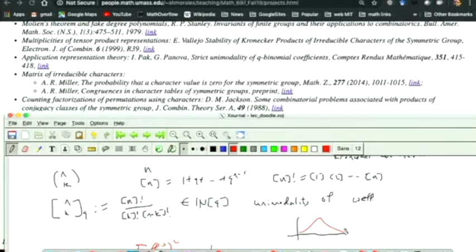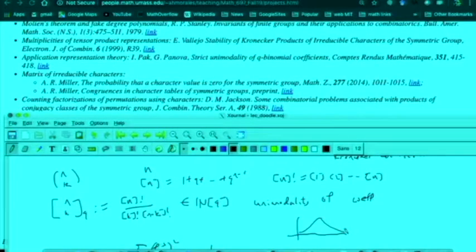Okay, so the next set of papers is about the matrix of the irreducible characters. The first paper by Alex Miller looked at the sparseness of this matrix, so the probability that a character value is 0 in the symmetric group. And the second result looks at the congruences of this matrix, of this character table.